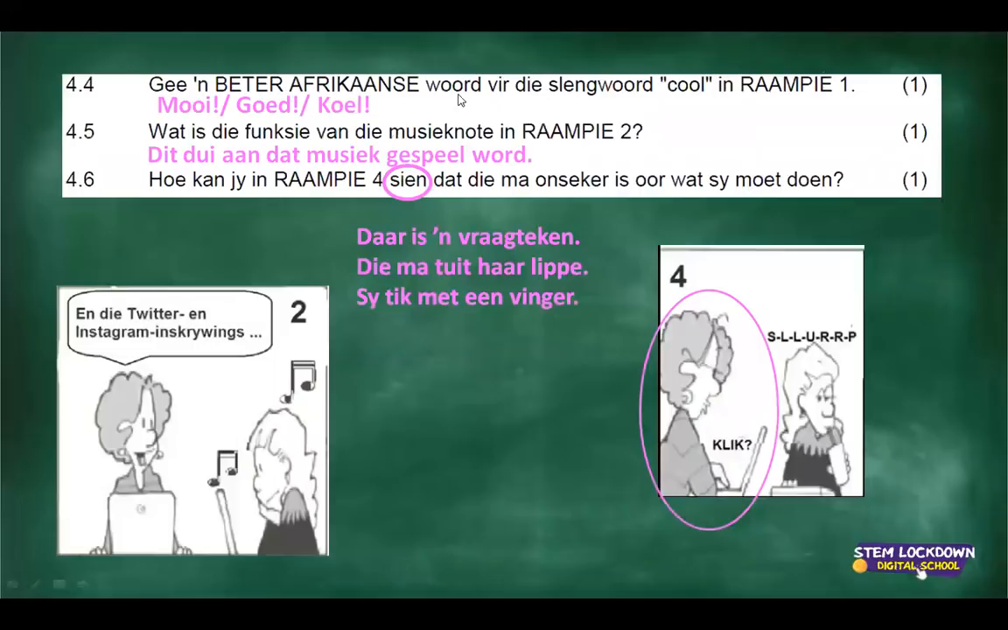Hier 'n beter Afrikaanse woord vir die slangwoord cool in raampie 1. Okay, so Afrikaanse mense is ook ag man die school, maar dis nou nie eintlik regte Afrikaans nie, dis eintlik slang. So jy kom maar gesê mooi, mooi so, goed. As jy cool so gespel het, dan was dit ook reg. Onthou asseblief net die uitroepteken. Just remember the exclamation mark.